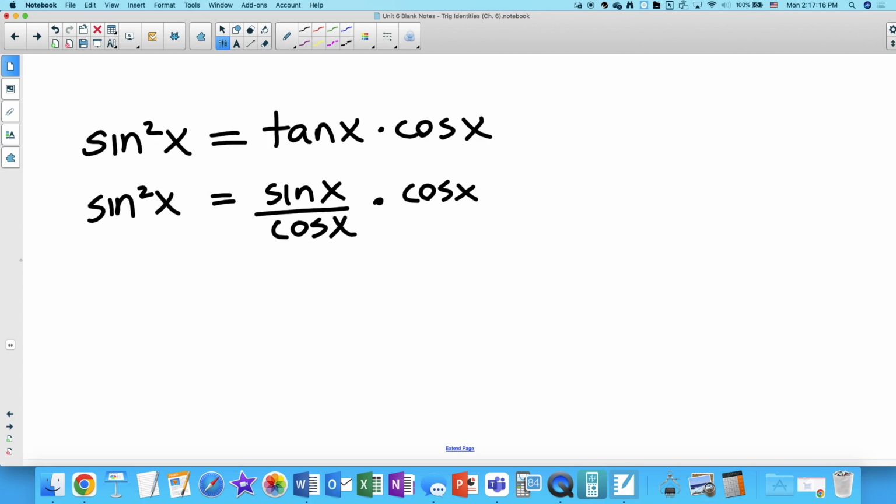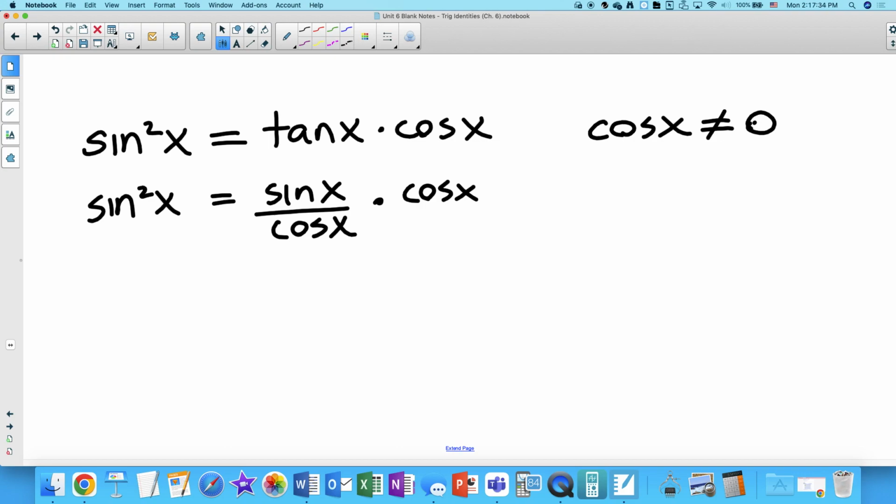They cancel, but before we cancel, what should we think about? Yes, we have a trig ratio in the denominator here, so we have to think about non-permissible values. And so we need to figure out when is cosine x? Cosine x cannot equal 0.